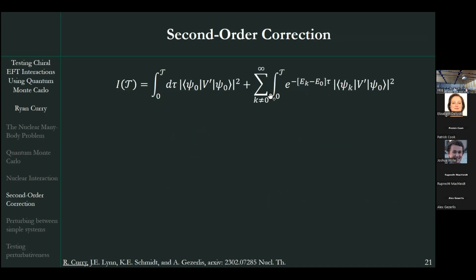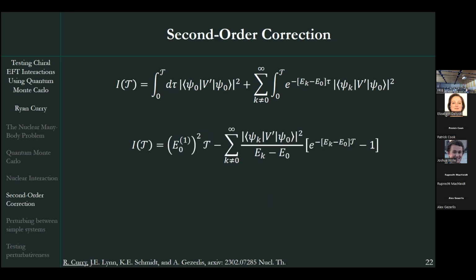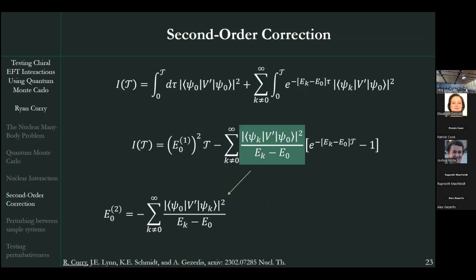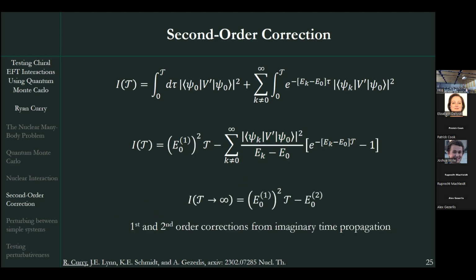Now that we've inserted our identity and split the sum, we'll carry out those integrals, and this second term starts to look an awful lot like the second order correction. Luckily, if we project to a very large imaginary time, this exponential dies off, and we can recover both the first and second order correction from an imaginary time propagation with no sum calculation involved. So hopefully I've convinced you, at least squintingly, that we can get the first and second order correction, and I'll talk a little bit about our results.